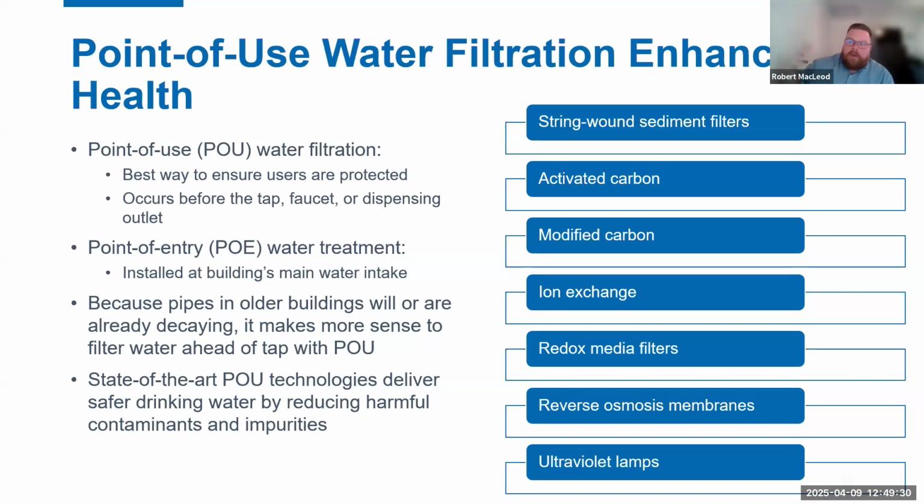Point of entry may be great to help reduce some of the city infrastructure issues, but we also have old building infrastructure, and we may have old piping that has lead solder content between its connections. As water sits idle in those, lead leaches into our water stream, causing that water to be contaminated with higher lead content than we want. So really the best way to ensure that we are providing clean drinking water is to make sure that we have point of use filtration at each dispensing point.